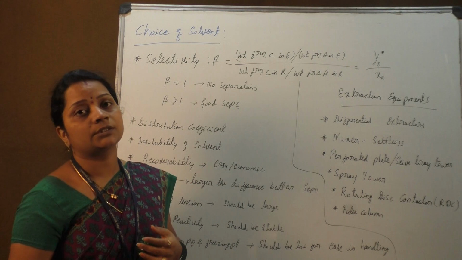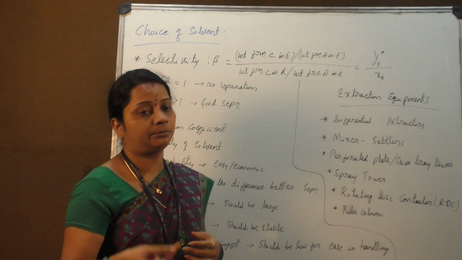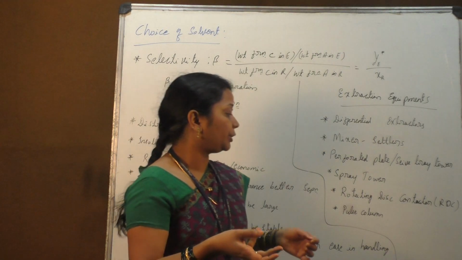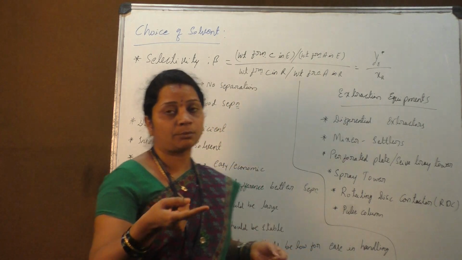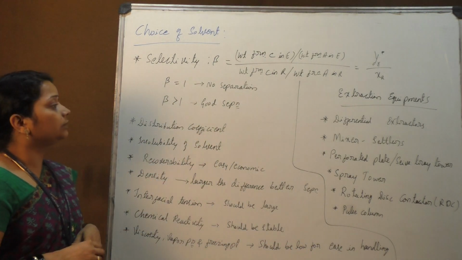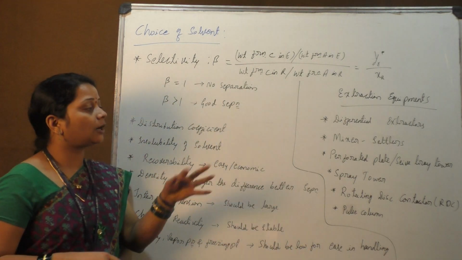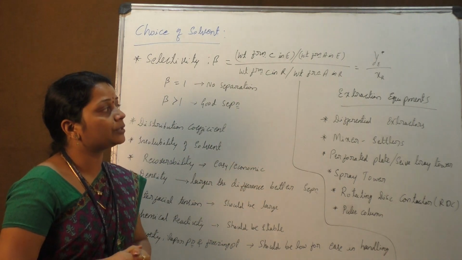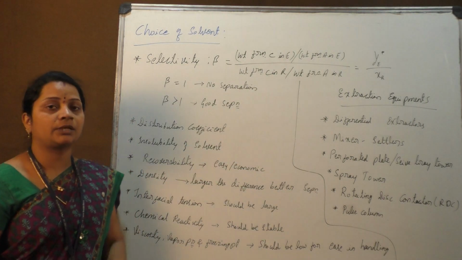And the last one is the pulse column. In a pulse column, you literally pulsate the component so that mixing takes place properly and the separation is done prominently. This is how the different types of equipment are used in the process industry for liquid extraction.